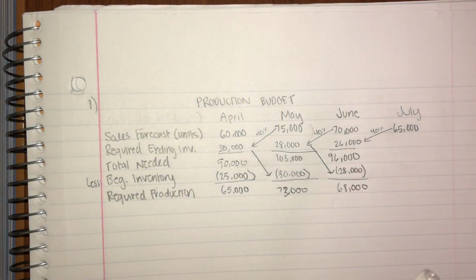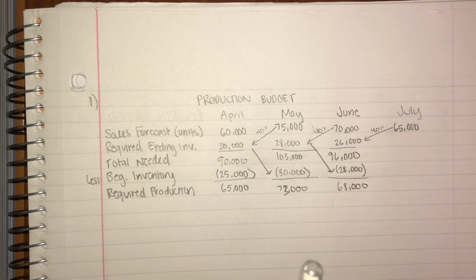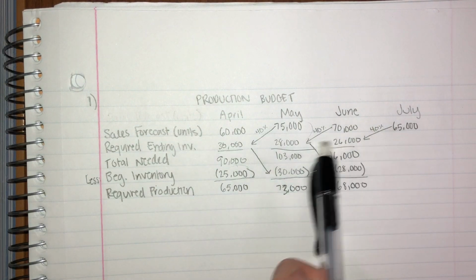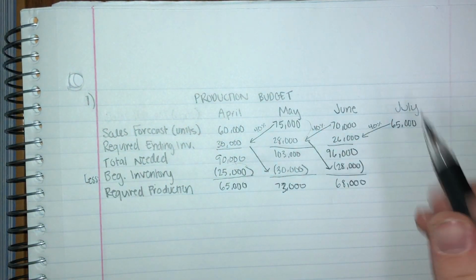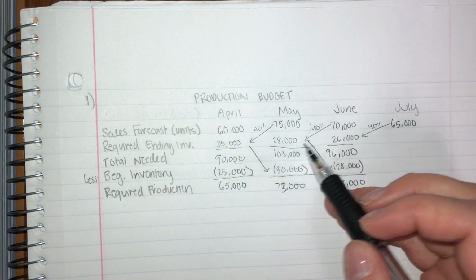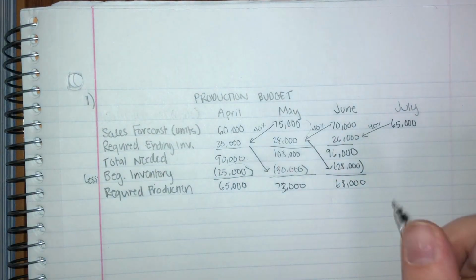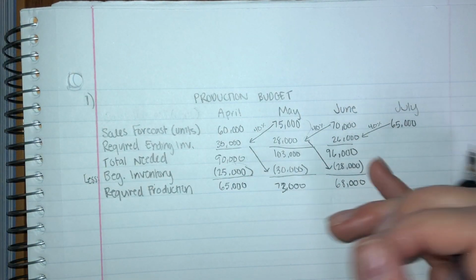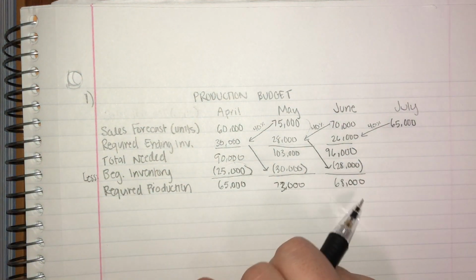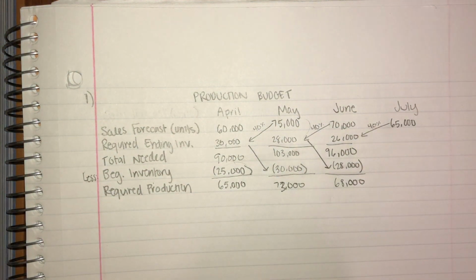Okay, so we have our production budget for April, May, and June. And again, you can have these arrows here. If you want to make it prettier, you can use them just for reference and erase them at the end, that might be better. But this just helps when I try to do a production budget. All right, hopefully that was helpful.